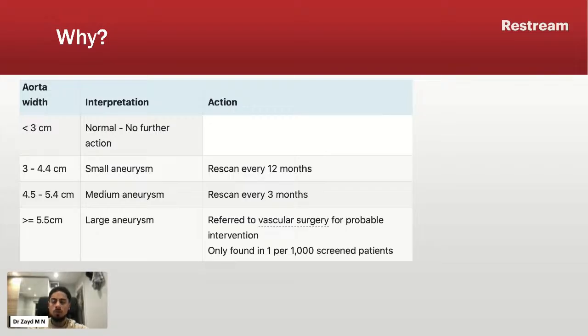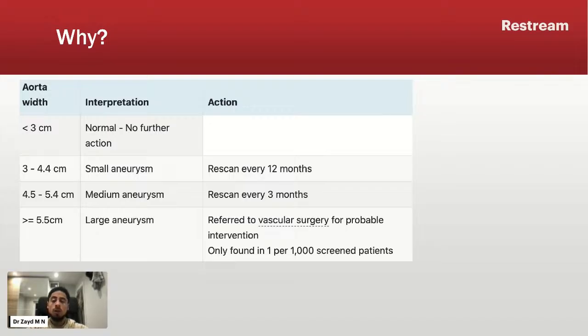Okay, so anything under 3 centimeters, you just leave it. No further action is needed. Anything between 3 to 4.4, you will rescan in around 12 months. Okay, and anything between 4.5 and 5.4, these are medium-sized aneurysms, you'd rescan in 3 months. Okay, but anything above the size of 5.5 centimeters has potential to burst, really, and you should probably be referred to vascular surgery as soon as possible for an elective, most likely, intervention.